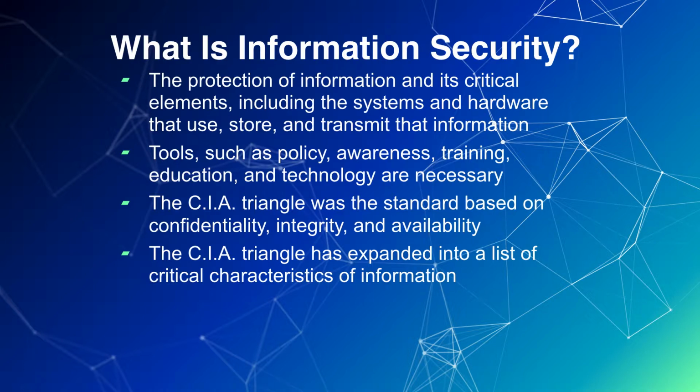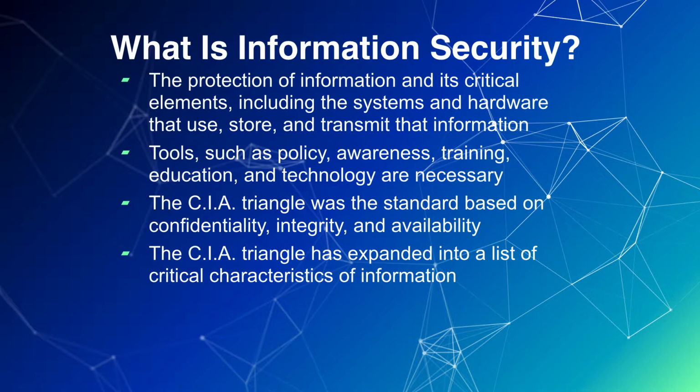So the CIA triangle was a standard based on three things: confidentiality, integrity, and availability. In other words, keeping information secure between people and agencies and individuals and users and that sort of thing. Protecting the information, in other words, not allowing it to degrade, deteriorate, get compromised, fall victim to natural disaster. And then availability, have it accessible to people.